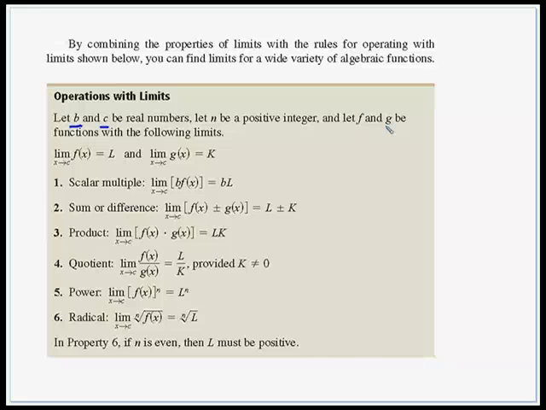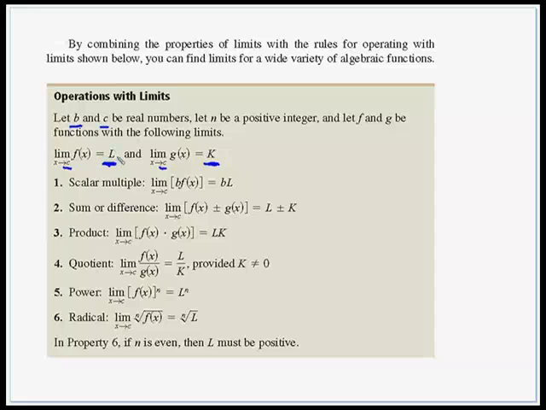And let f and g be functions with the following limits. The limit of f of x is equal to some number L. And the limit of g of x is equal to some number k. And these are the limits as we both approach the same input value, c. So we're approaching c here.